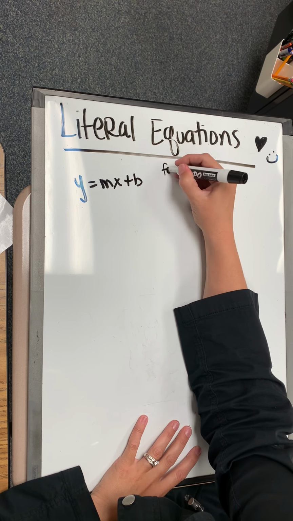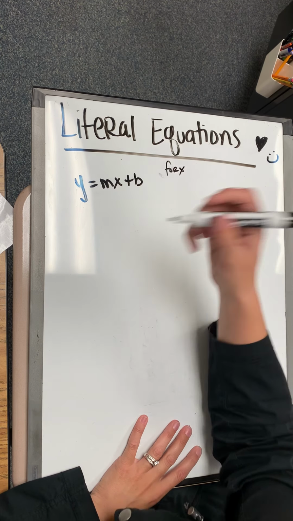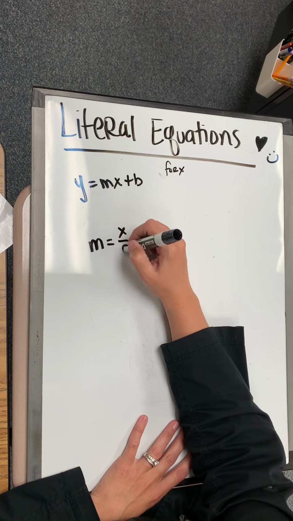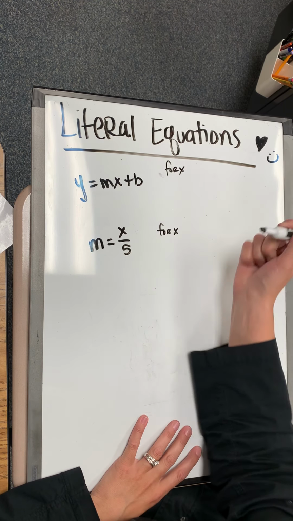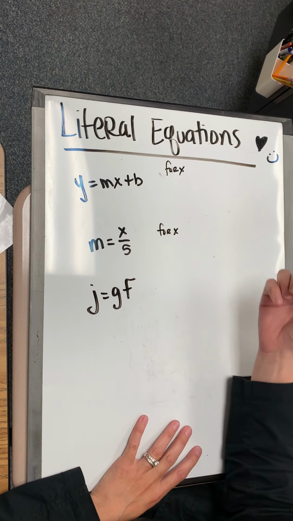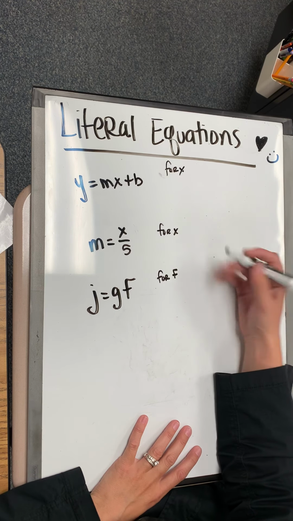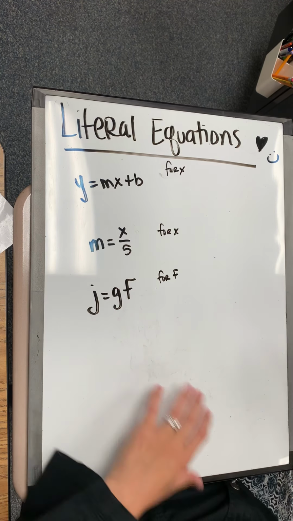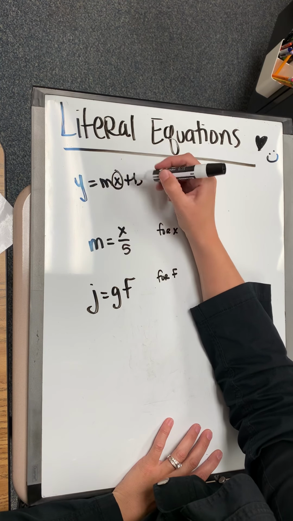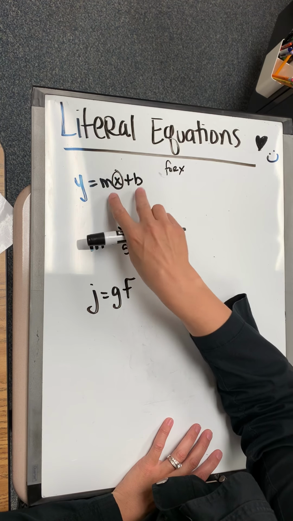So we can be like, okay, I'm gonna solve for x. It can be even something as simple as m is equal to x over 5 and we are solving for x. It can be j is equal to g over capital F and we can solve for a capital F. And basically all you need to do is say, okay, if I am solving for x and x is right here, then I need to get rid of the other things with the same rules that I use if these were numbers.